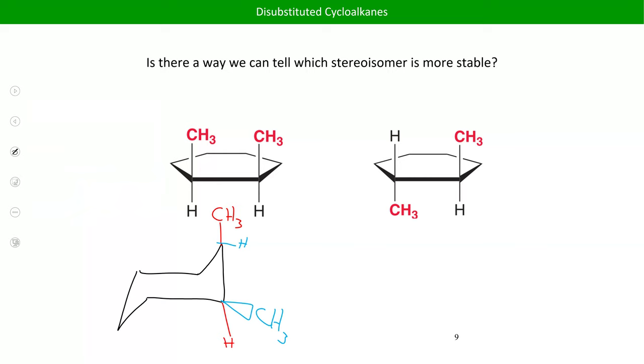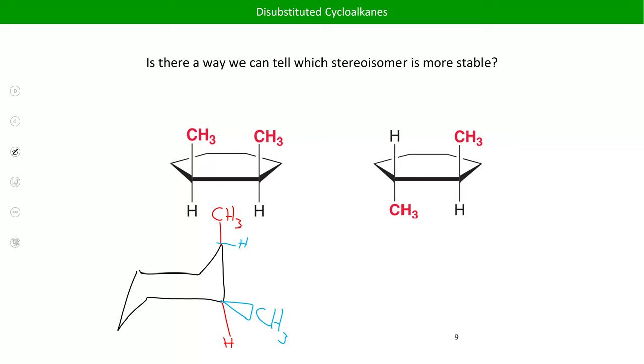So does everybody see how, if you took this and just flattened it out, they would be cis, both of the methyls? If we flattened this chair out, both of the methyls would be above the hexagon, and both of the hydrogens would be below the hexagon. So it doesn't look cis when it's drawn in the chair conformer. You have to use your imagination to see how this is actually cis.